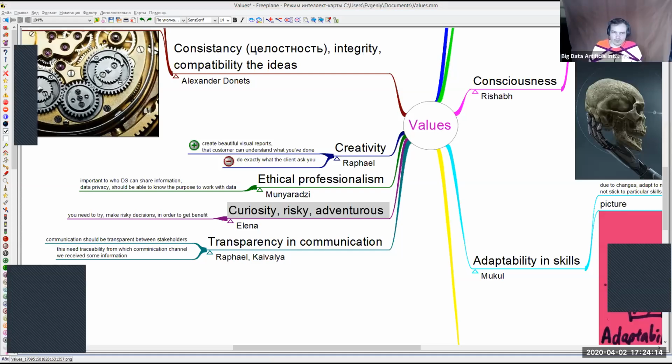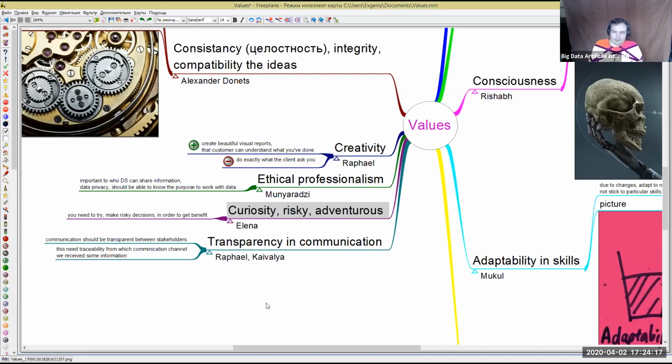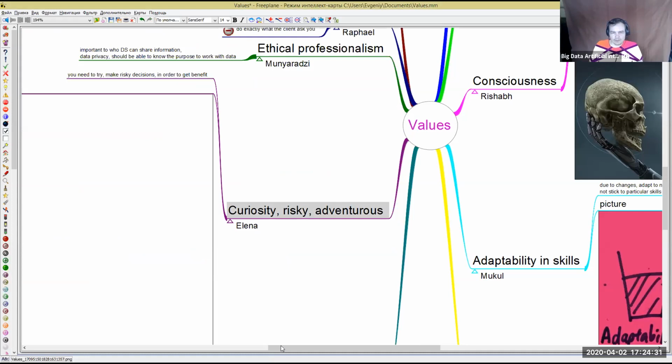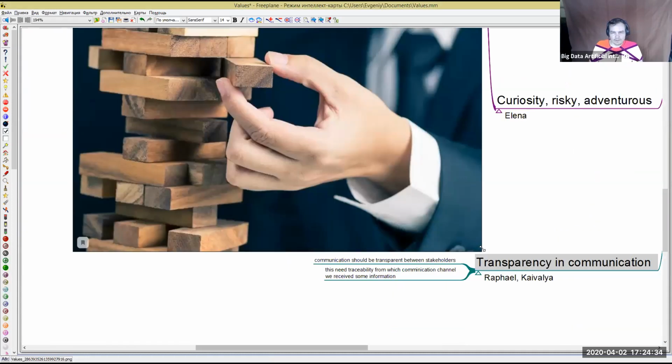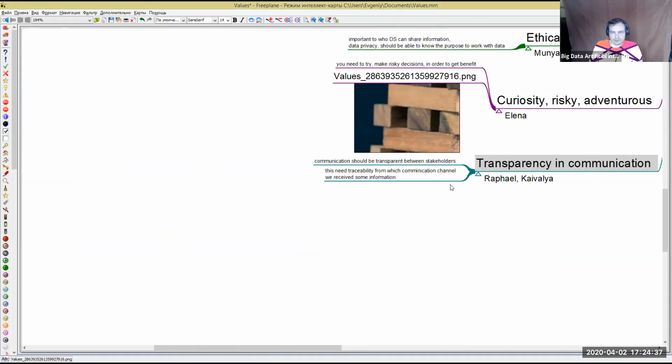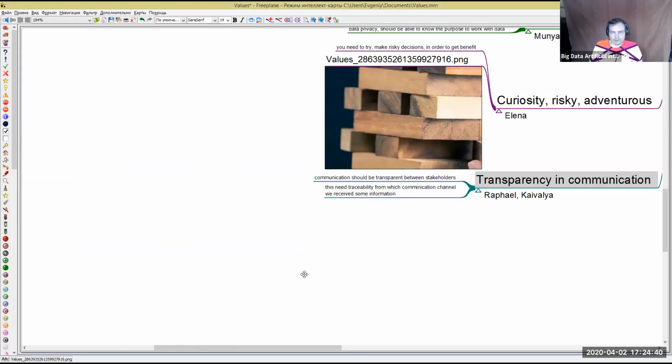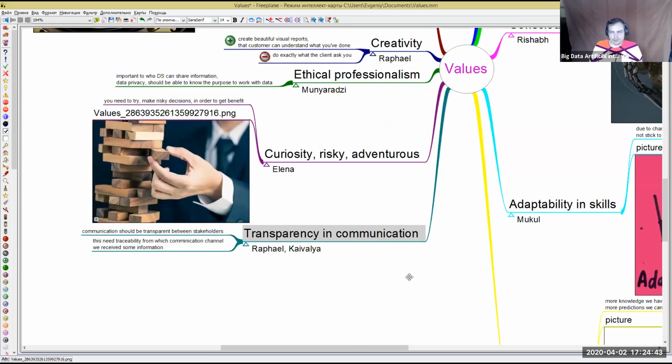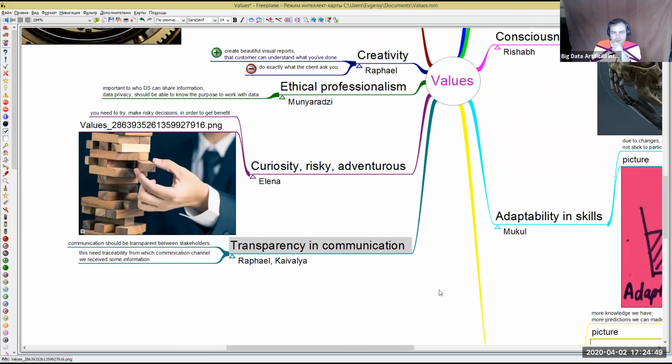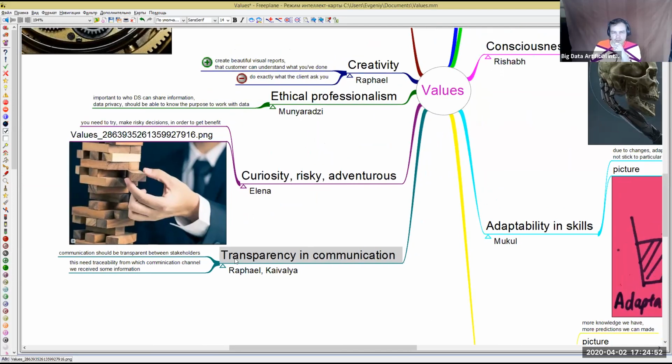Yes, so in that case, we need to understand this transparency. Sometimes you need to expose where you've taken this information, and sometimes you cannot show all the sources, but you need to be clear about the intentions: why you are collecting information, why you need to apply some model.